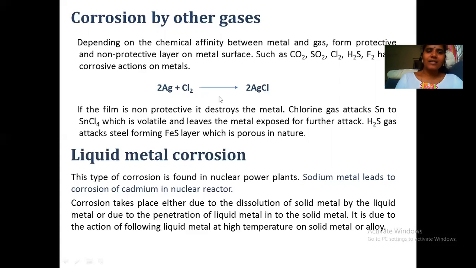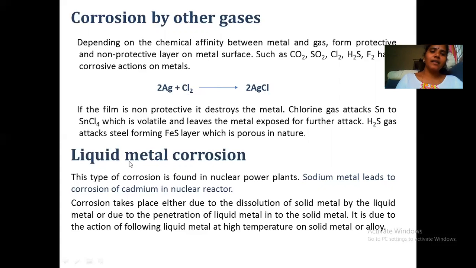If a particular metal has affinity towards that gas, it just reacts. If the film is non-protective, it destroys the metal. If it is protective, it avoids further corrosion of the metal. Here I gave you one example: silver reacts with chlorine gas and forms silver chloride. And even tin can react with chlorine, and tin produces SnCl4, which is volatile and will not act as a protective layer. This is considered a non-protective layer.